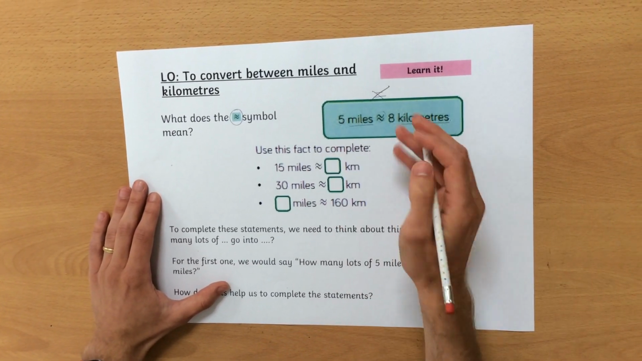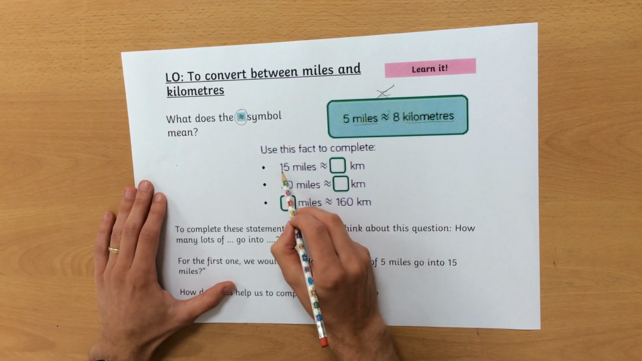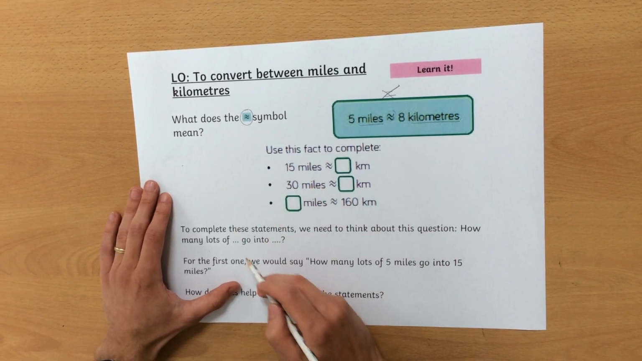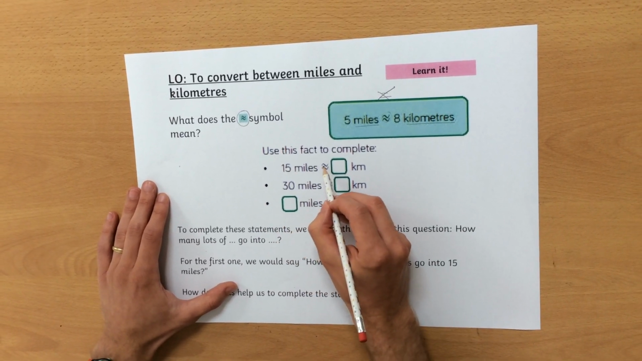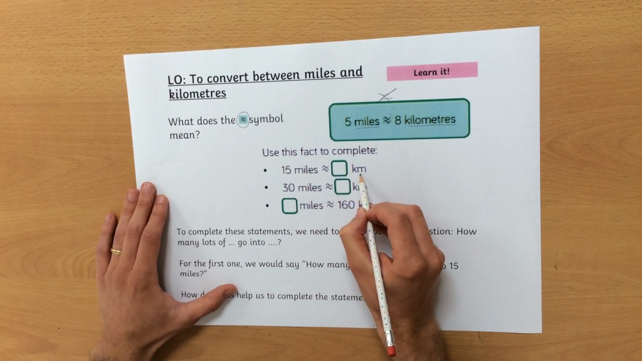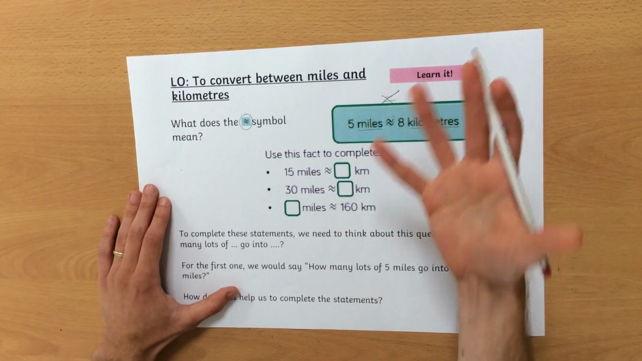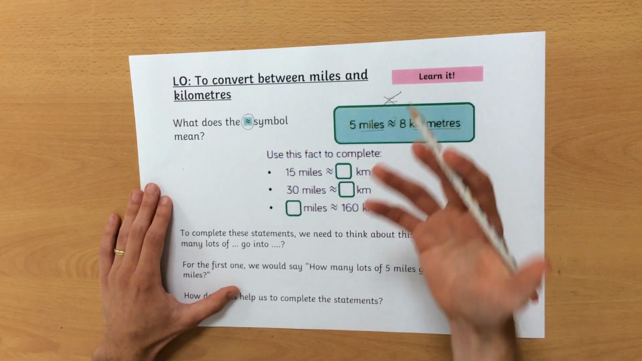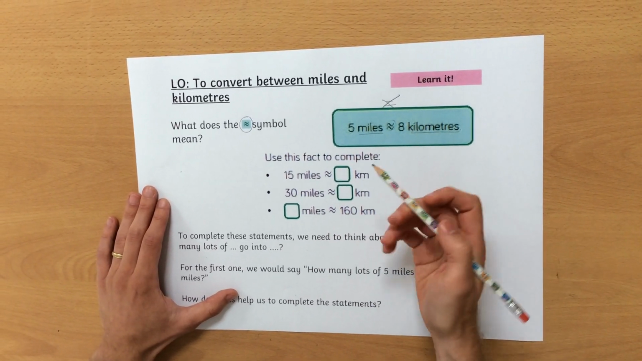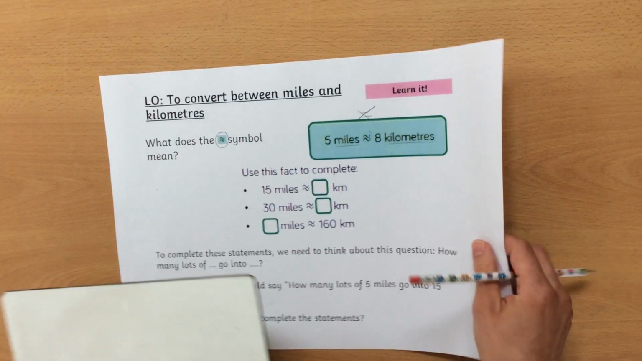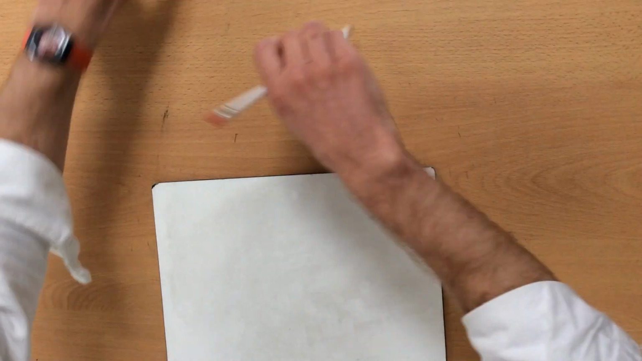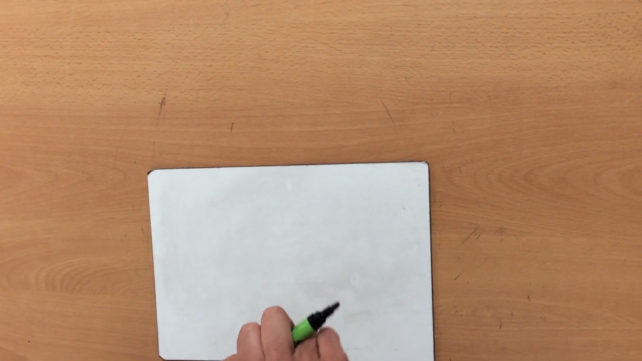Right, now we have this fact, we're going to use this to help us complete these missing information questions. So here I have 15 miles is approximately how many kilometers? As I've said to you a lot in the past, maths is all about spotting patterns. For this kind of calculation, what I think is the best thing to do is use some of your knowledge from ratios that we did a few weeks ago.